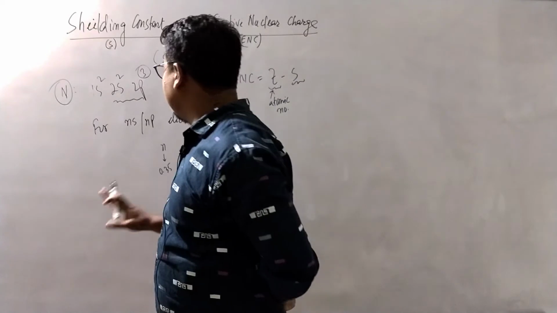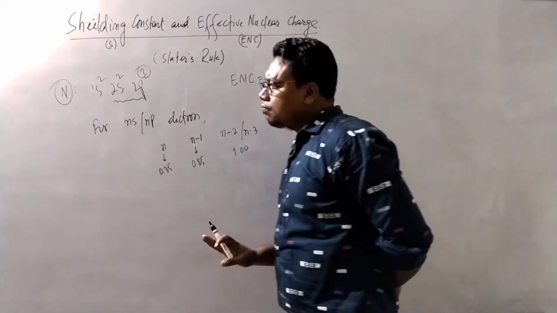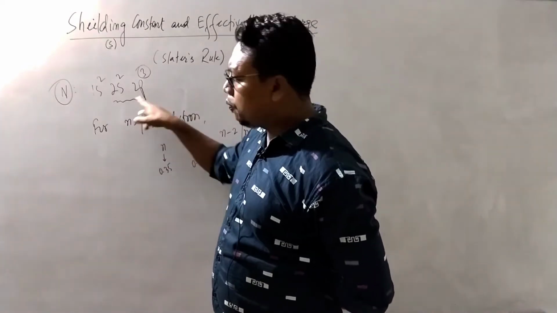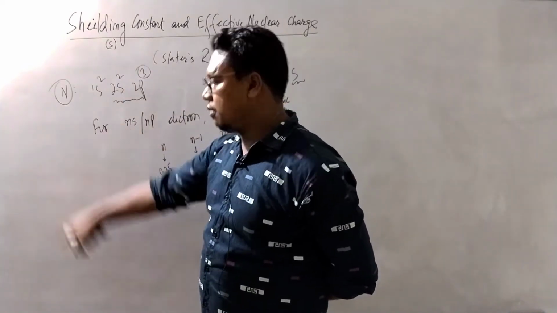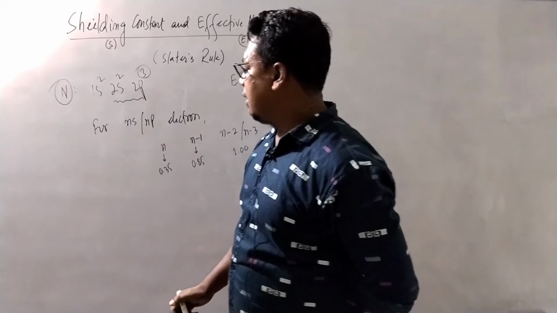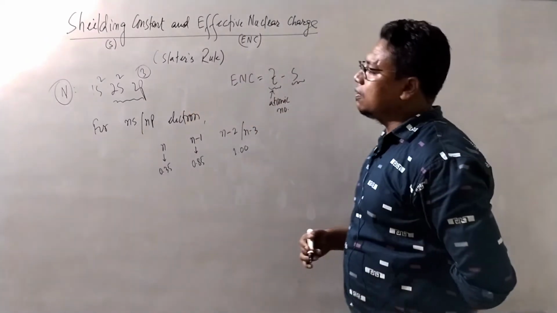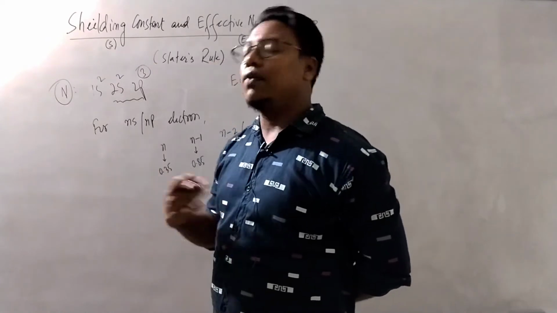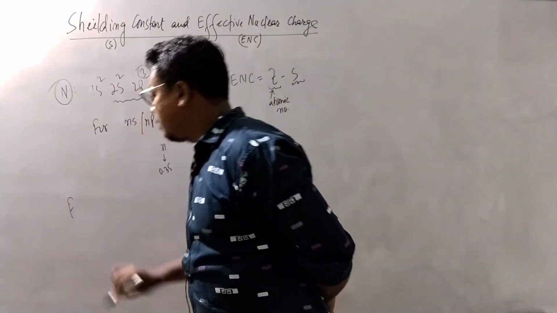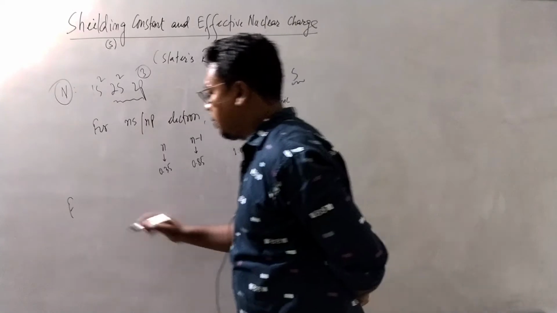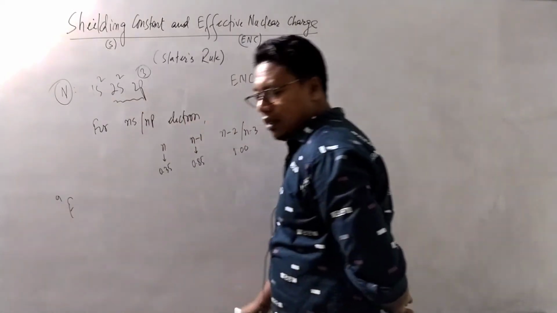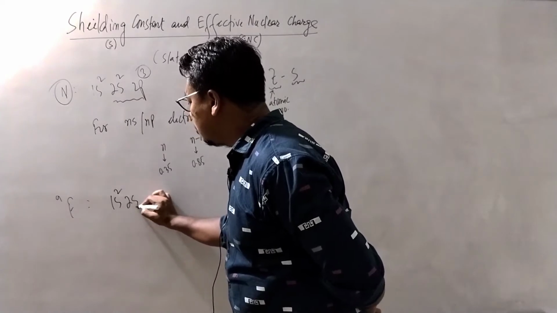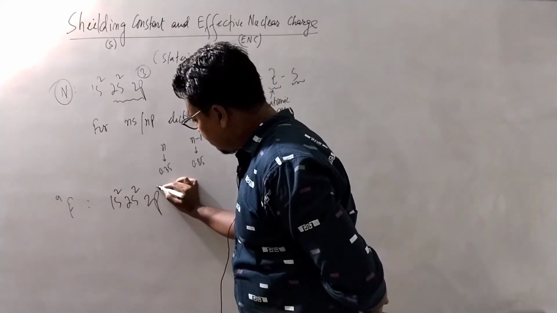Let me calculate the shielding constant of a 2p electron, or rather, let me calculate the shielding constant for an electron in the 2p orbital of fluorine, as requested by a student of mine. This is the electronic configuration of fluorine, which is 1s2, 2s2, 2p5.